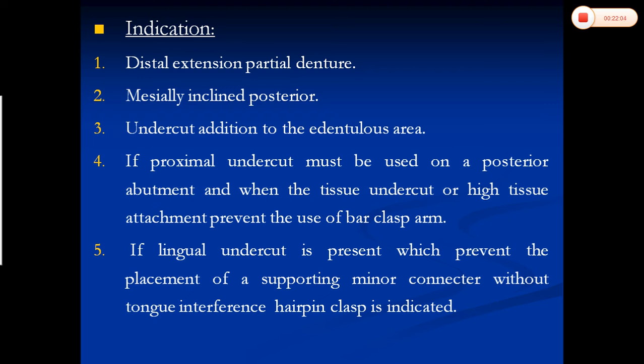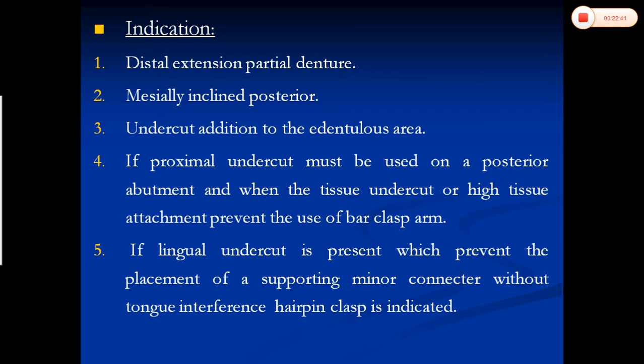Indication: it is mainly indicated in distal extension partial dentures. So remember, the hairpin clasp or reverse action clasp is given in distal extension partial dentures, meaning Kennedy's class 1 and class 2 situations, and for mesially inclined posteriors and undercuts additional to the retentive area. If undercuts are present adjacent to the edentulous area, we engage them with this hairpin clasp, the reverse action clasp. A proximal undercut must be used on a posterior abutment, and when a tissue undercut or high tissue attachment prevents the use of a bar clasp.